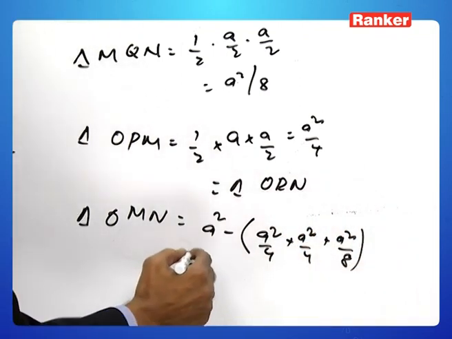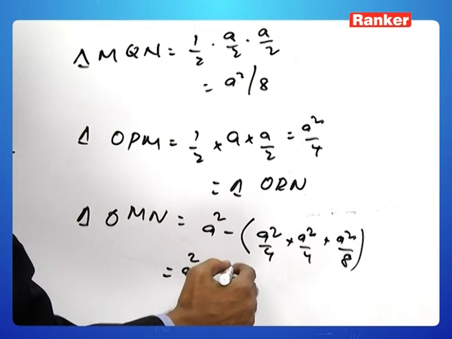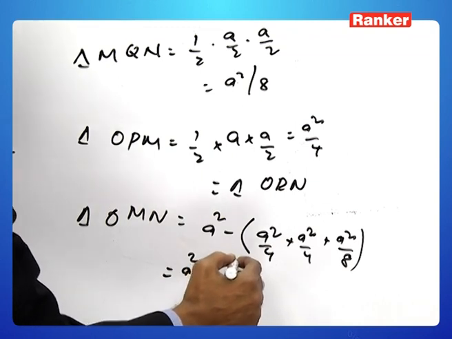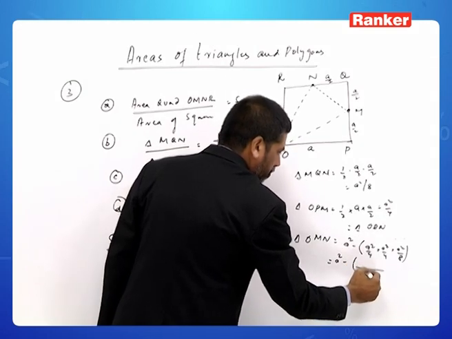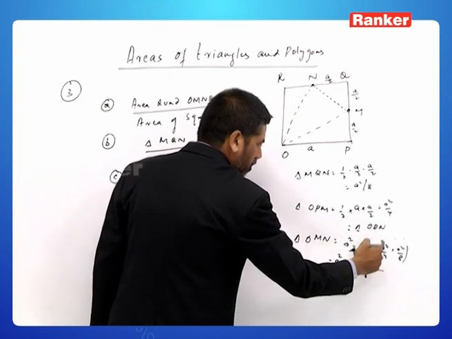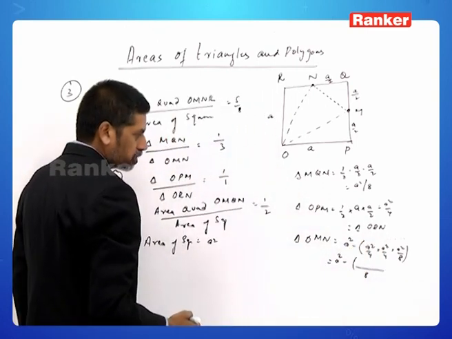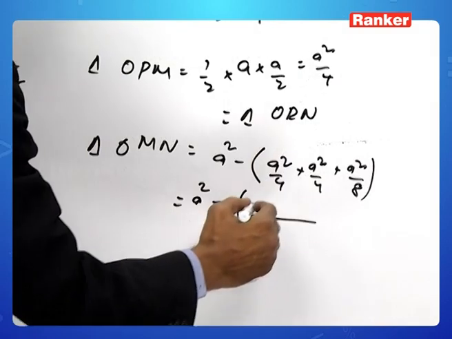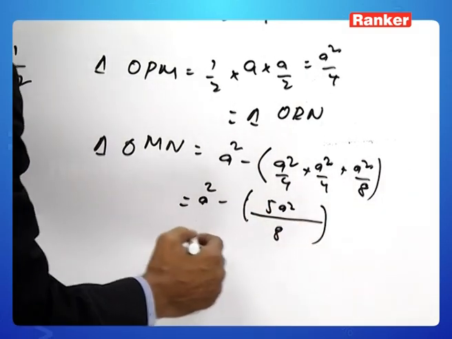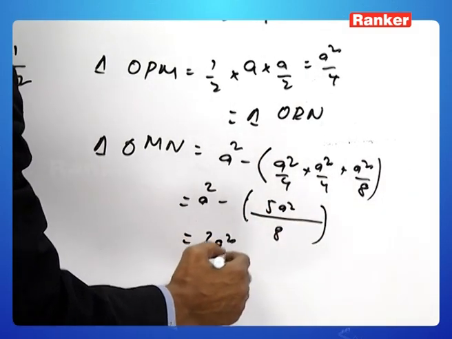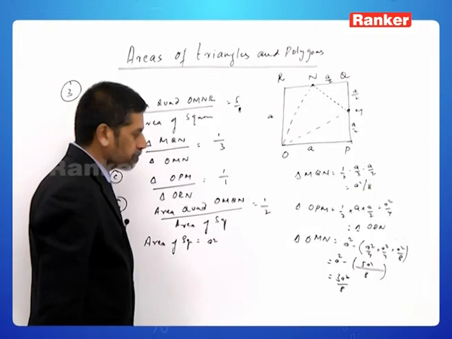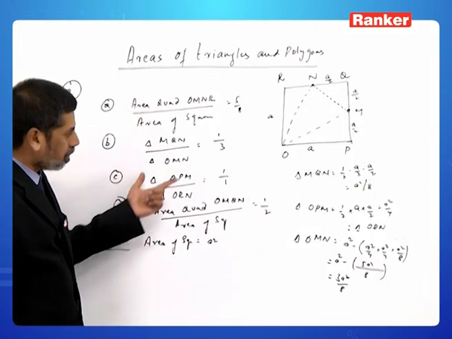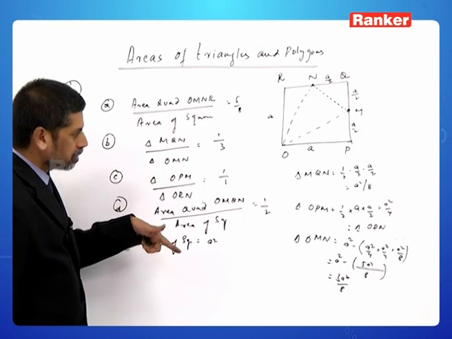How much does this come to? A square minus, if you take 8 as the LCM, 2A square plus A square, 2A squared is 4A squared plus 1. So that becomes 5A squared. So this becomes 3A square by 8. Right? Now I think more or less all the calculations are done.